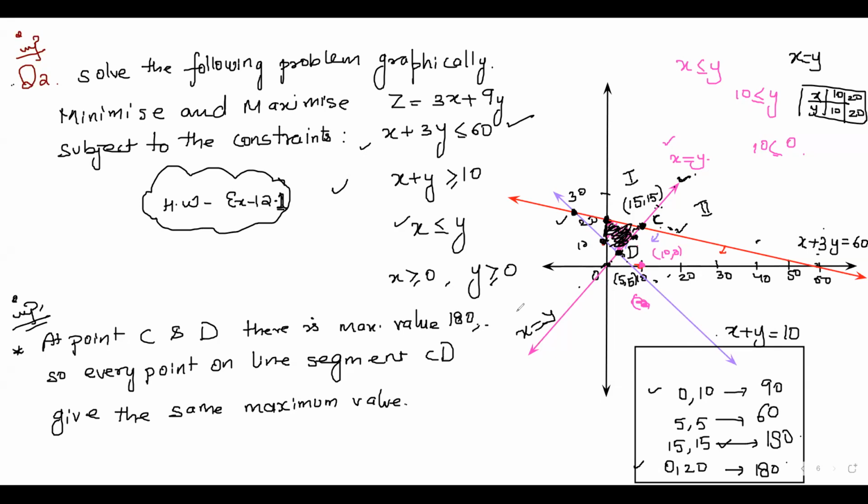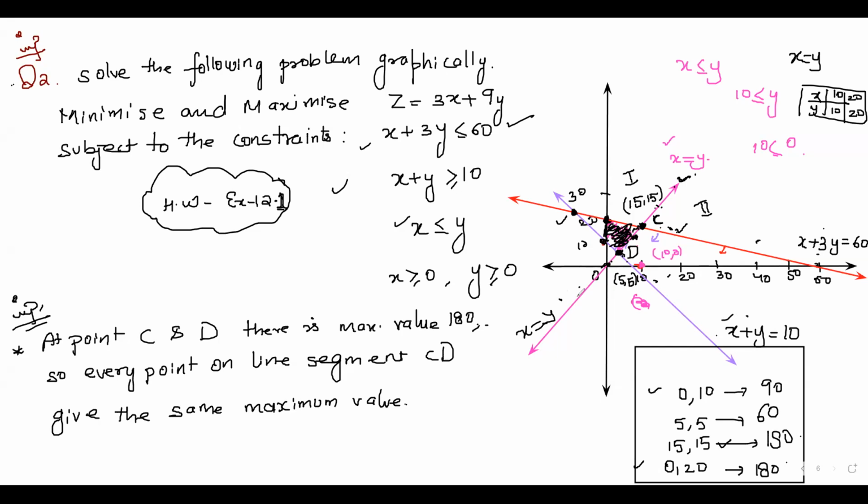Two max values? No. Maximum value is only 180. But at how many points? Yes, that's correct, Umair. Now find this point. Solve this equation: X plus Y is equal to 10. Understood. Okay, please complete it. They are the intersecting point, right? Yes. So Abdur, the maximum value is 180, but it exists at infinite points.